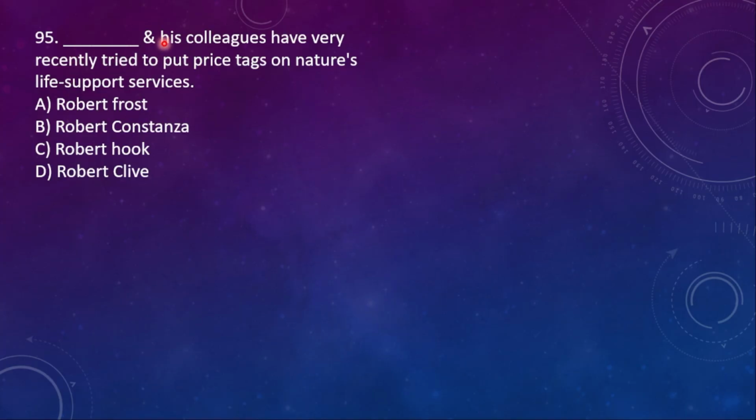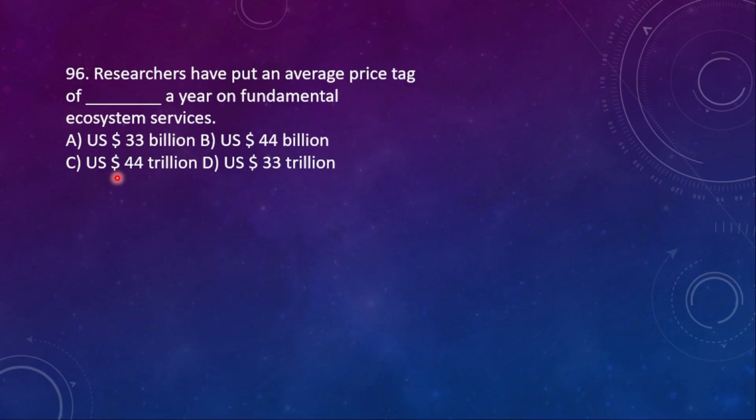95. Dash and his colleagues have very recently tried to put price tags on nature's life support service. Robert Frost, Robert Constanza, Robert Hooke, Robert Clive. Here the right option is B. 96. Researchers have put an average price tag of dash a year on fundamental ecosystem service: US dollars 33 billion, US dollars 44 billion, 44 trillion and 33 trillion. So right option is D.